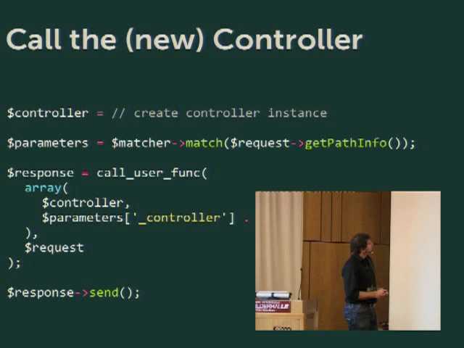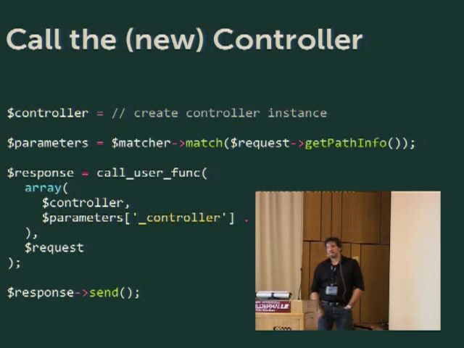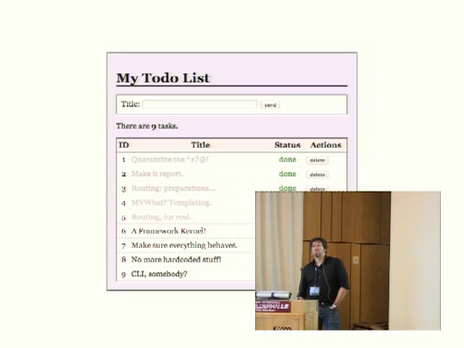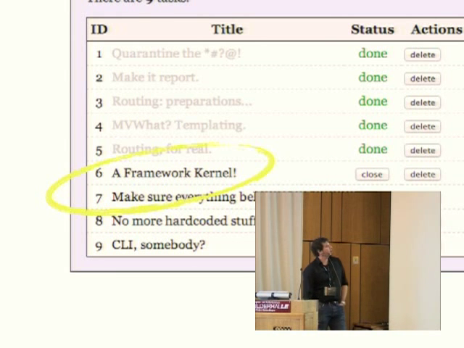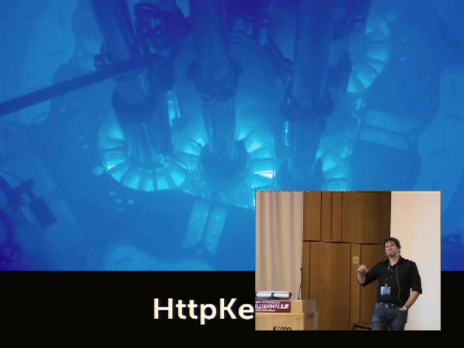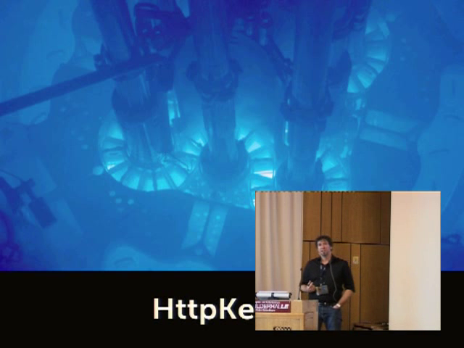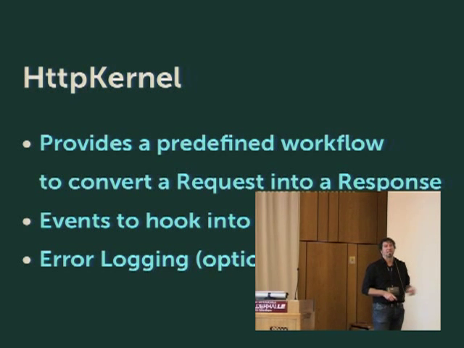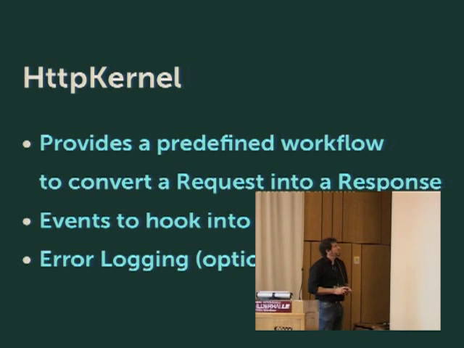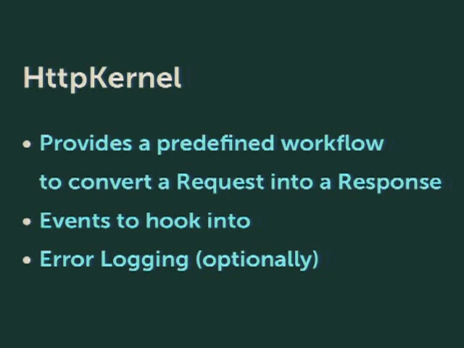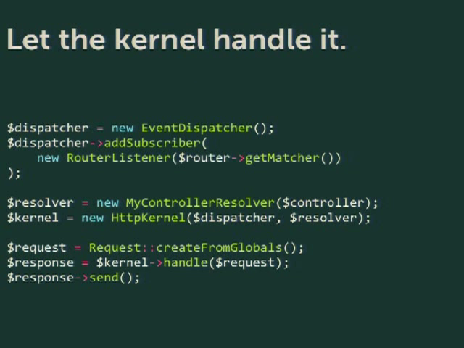After we've matched our routing, we need some code to call our controller because we still end up with parameters. And we need something, this is a bit awkward right now, to call our controller. We will replace that later on with a more automatic solution, which in this case is called a kernel. And the kernel is another component which expands upon the HTTP foundation component, integrates this with an event dispatcher to automatically do the things we did manually so far. So we have a predefined workflow for handling HTTP requests, for converting a request into a response. We have events that we can hook into, and we have error logging included optionally if we want to.